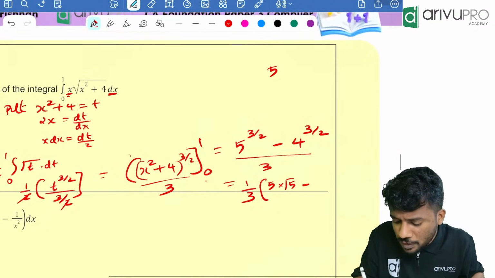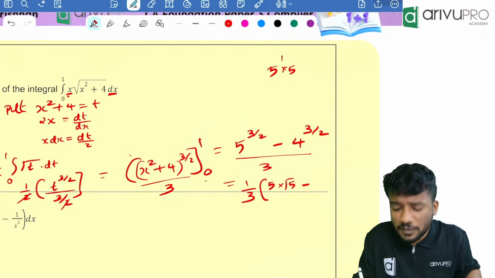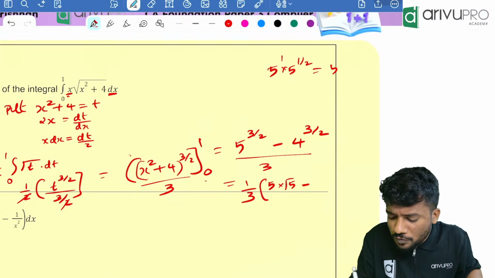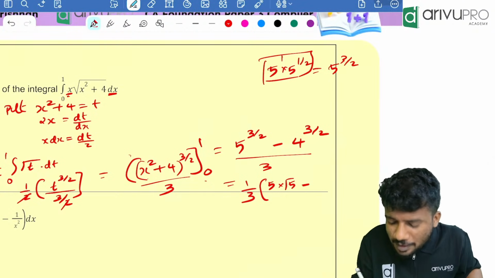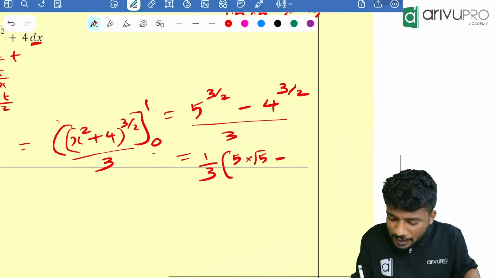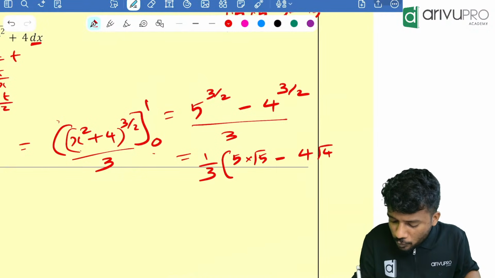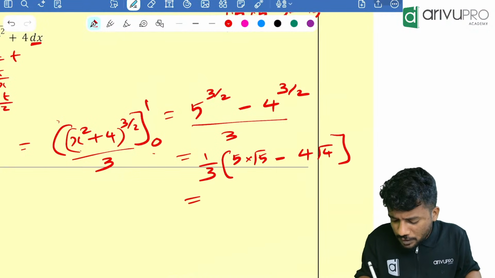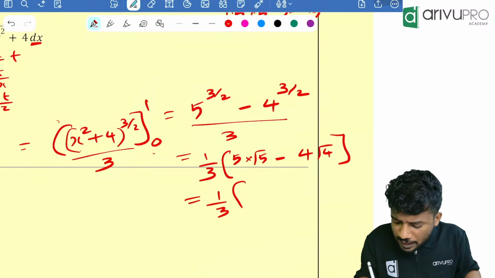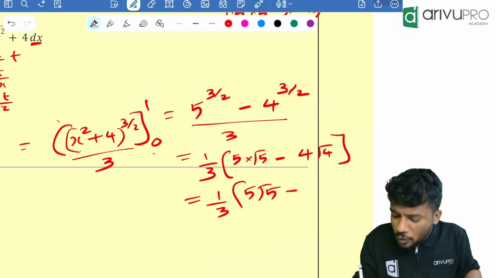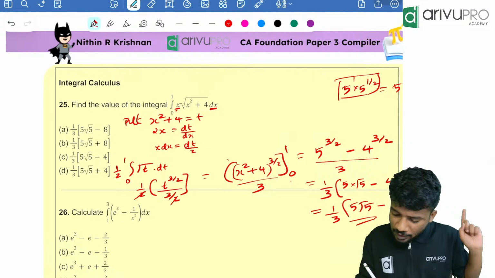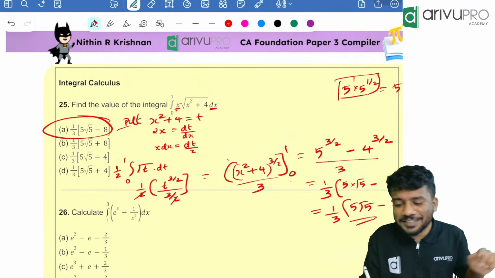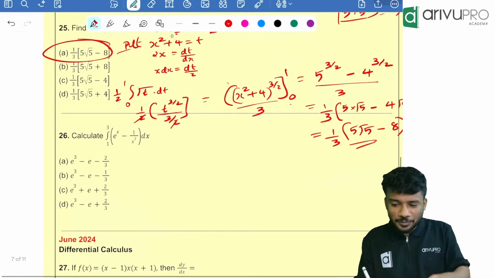I'll show it once. 5 raised to 1 into 5 raised to 1 by 2 is equal to 5 raised to 1 by 2 plus 1, which is 3 by 2. So I can write it as 5 into root 5, minus 4 into root 4, the entire thing divided by 3, which is 1 by 3 into 5 root 5 minus root 4, which is 2. So 4 into 2 is 8. Which option is the right answer? 1 by 3, 5 root 5 minus 8. Option A is your answer. Yes. Next one.